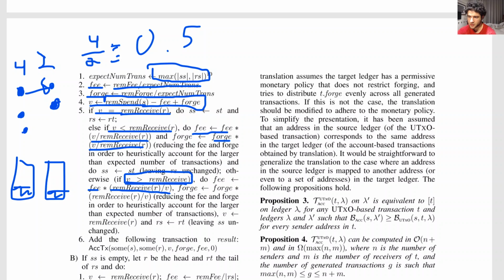My bad. I went the other way around. This would be 2. And in this case down here where it's larger, then we would do 2 over 4, which would indeed be 0.5 as I mentioned earlier. Okay, so because we have twice as much, we will multiply our fee by 0.5.